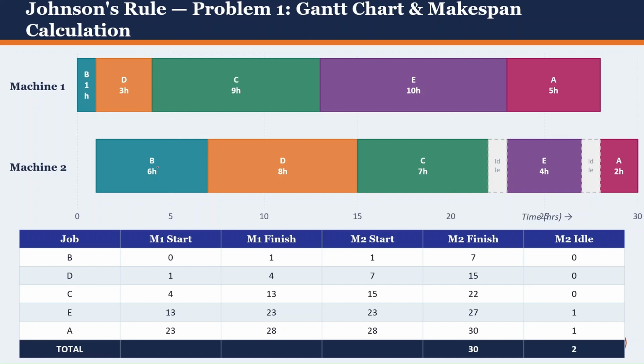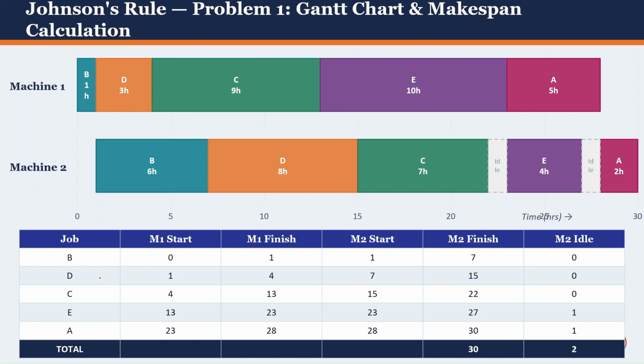Similarly on machine 2, we have B, D, C, E, and A. Now here the machine is remaining idle because it is getting processed on machine 1. So therefore this machine is remaining idle. Now let us see how we can start that. Now M1 starts at 0, it will finish at 1.